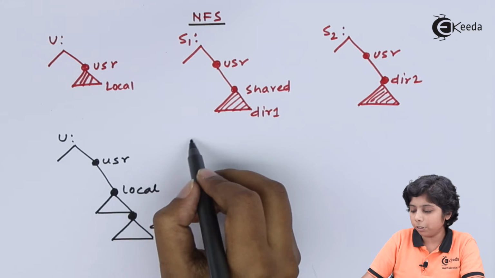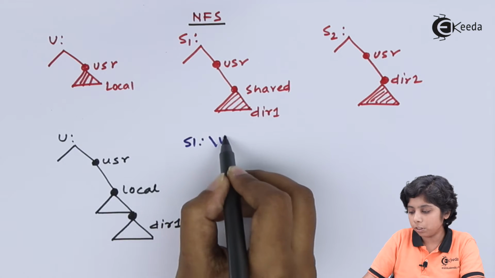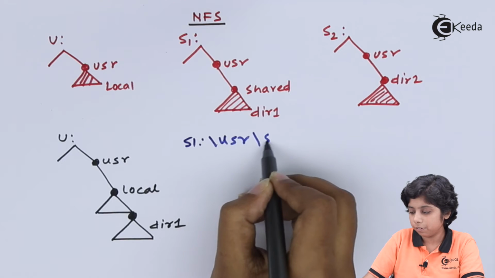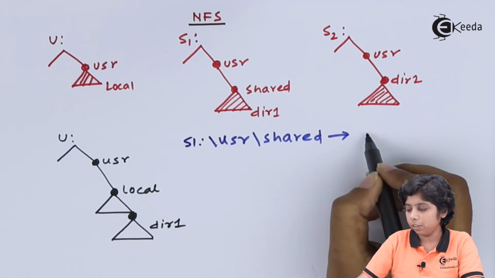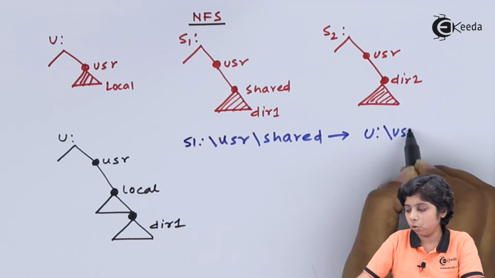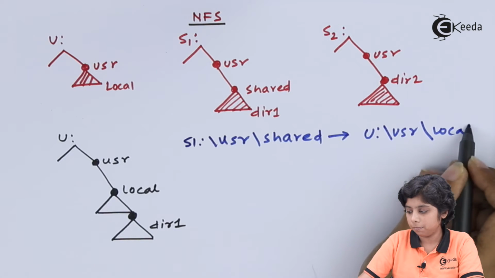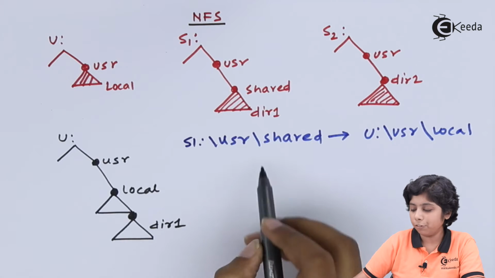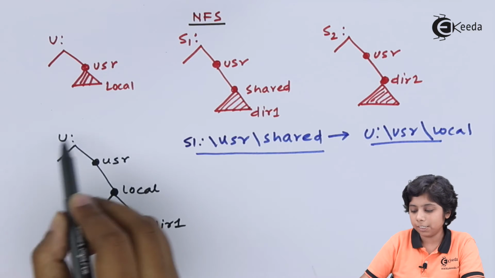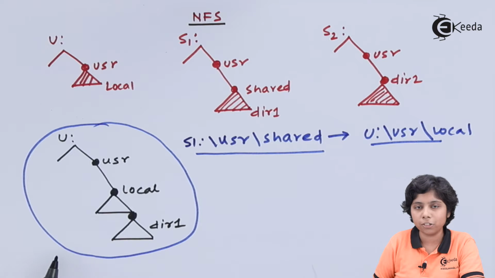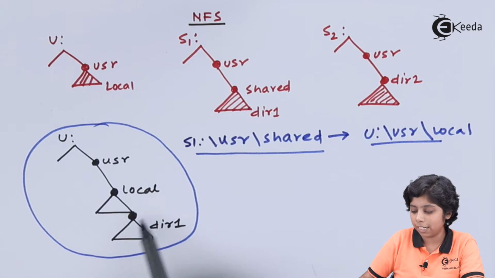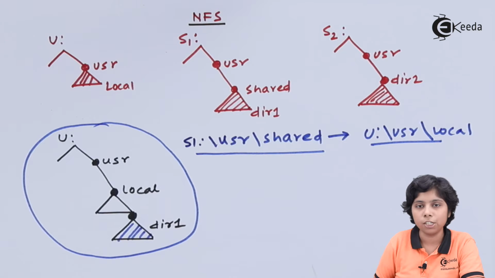So now we are mounting the S1 user shared to the U user local. After the mounting is done, the result is this system structure. Now the user can integrally and transparently access any files under this dir1 from this user local directory.